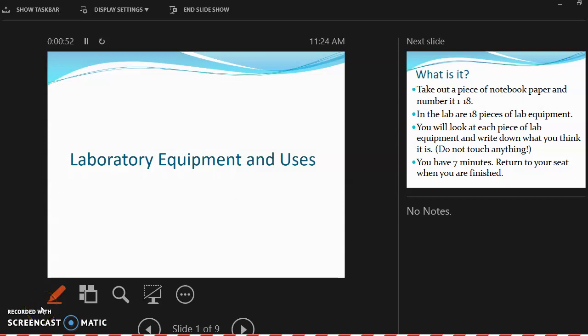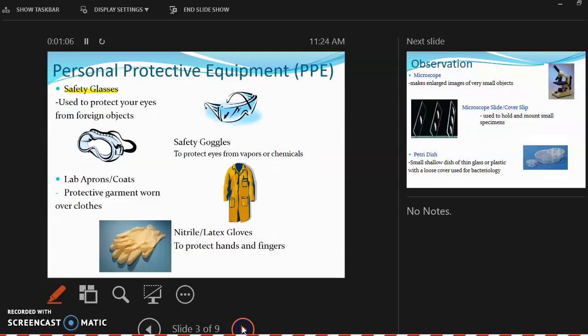Hey guys, this week we'll be studying lab equipment and its uses. So what I want you to do is take your notes. I will highlight everything that you need to write down, and we'll go from there. You'll need these notes for later in the week to complete your assignments.